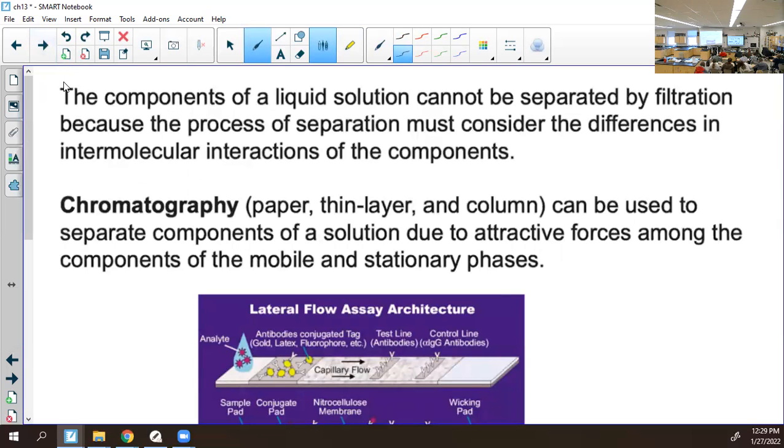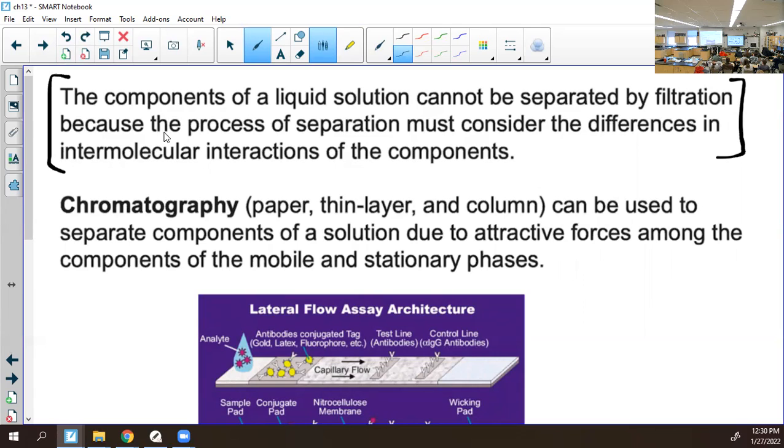The components of a liquid solution cannot be separated by filtration, because if something's dissolved, they both go through the filter paper. You okay with that? It's too small. They go through. So we have to have some other way to do it.